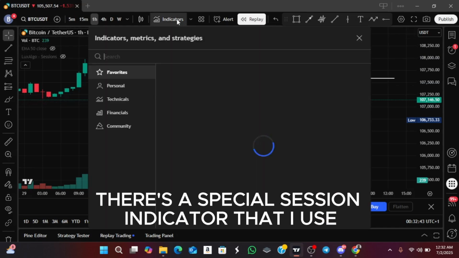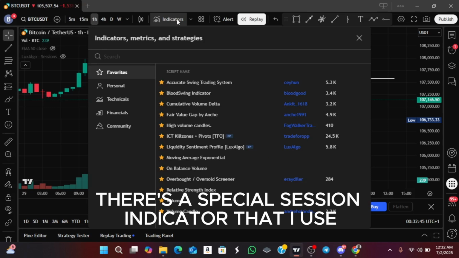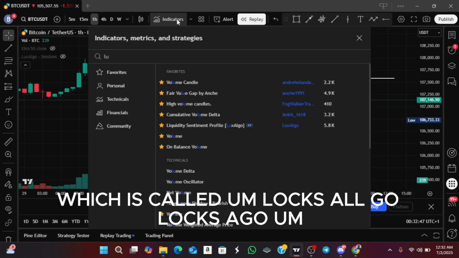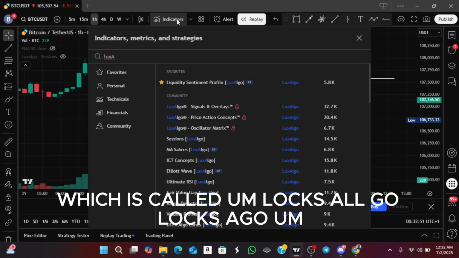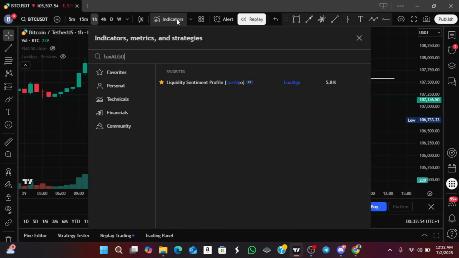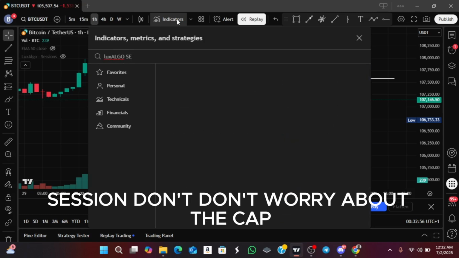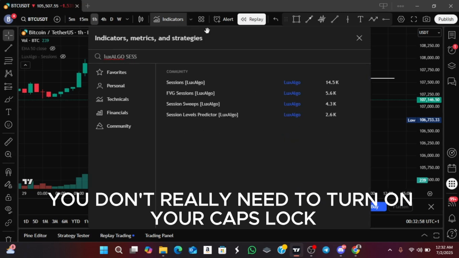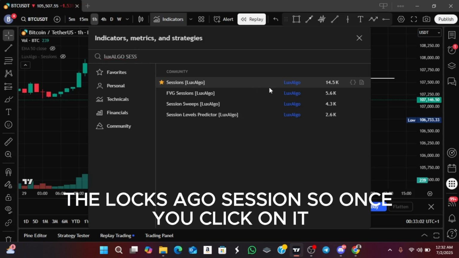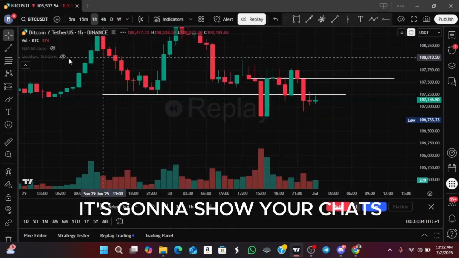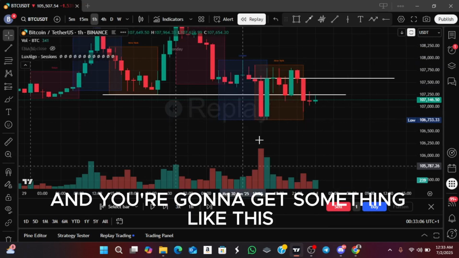There's a special session indicator that I use, which is called Lux Algo Session. Don't worry about the caps; you don't really need to turn on your caps lock. So this is it, the Lux Algo Session. Once you click on it, it's going to show on your chart, and you're going to get something like this.